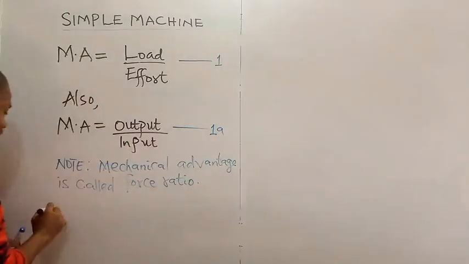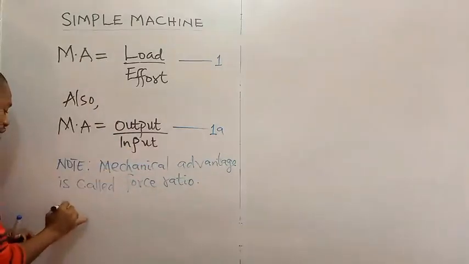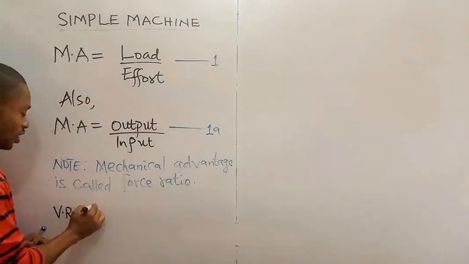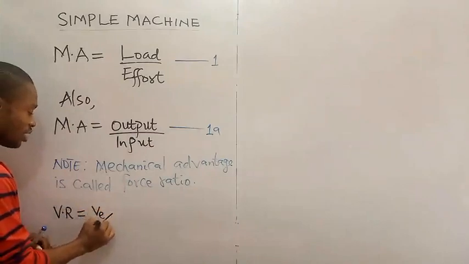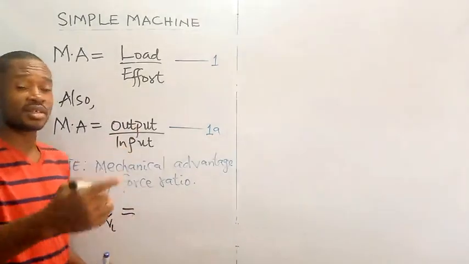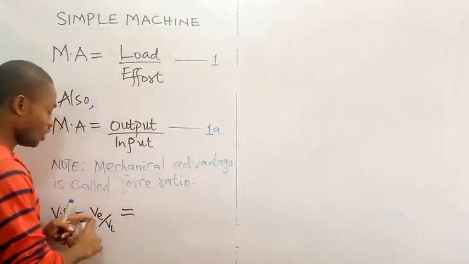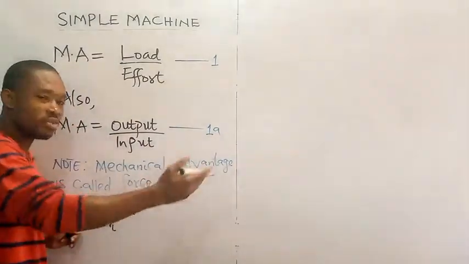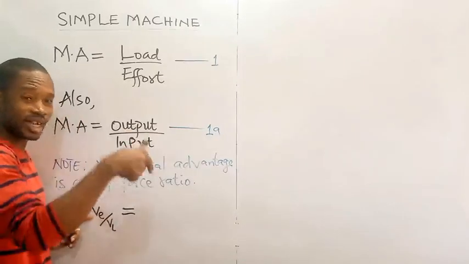And of course, I'm going to write here velocity ratio as the next thing we want to deal with. Velocity by the effort divided by velocity by the what? Load. And like I said, velocity is distance over time. So this velocity of the effort will now be distance moved by effort. Permit me to use small letter e for that.